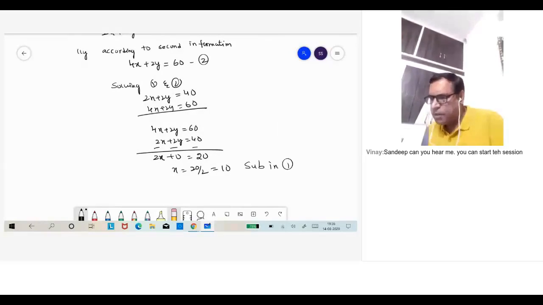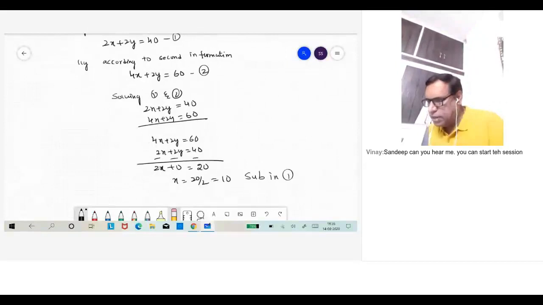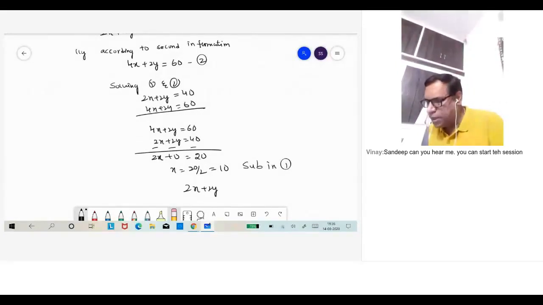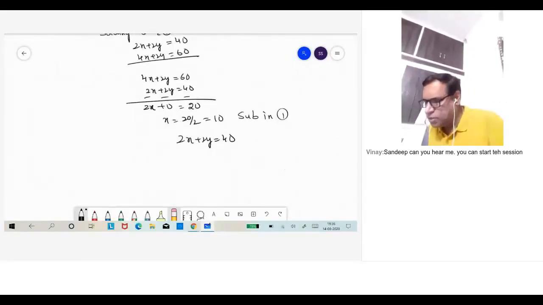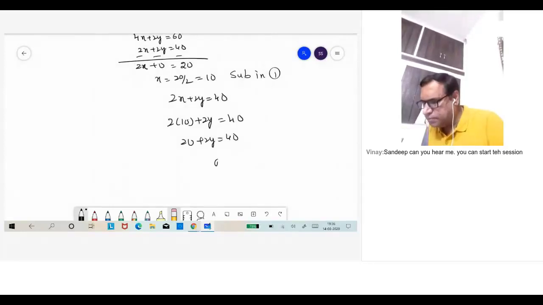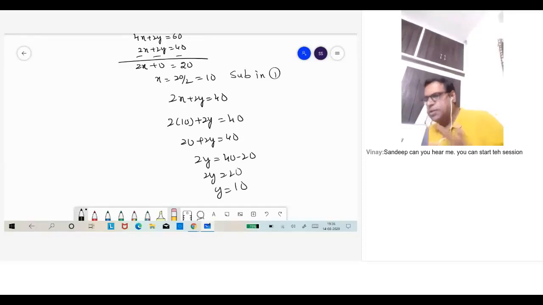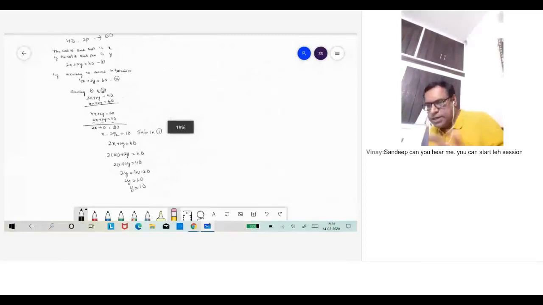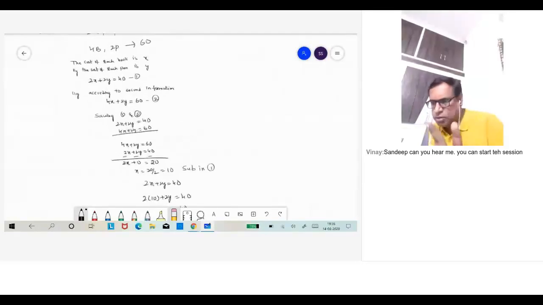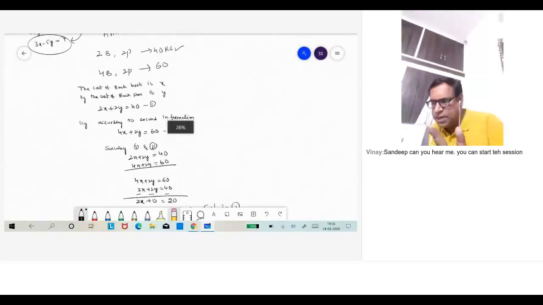Substitute this in 1. What is the first information you have? 2x plus 2y is equal to 40. If you substitute x is equal to 10 here, 2 into 10 plus 2y is equal to 40. So obviously this is 20 plus 2y is equal to 40. So what is 2y? 2y is nothing but 40 minus 20, that is 20. So y is 10.